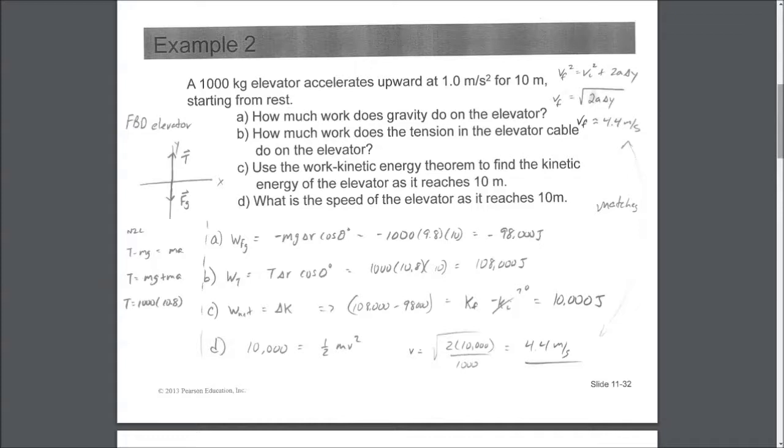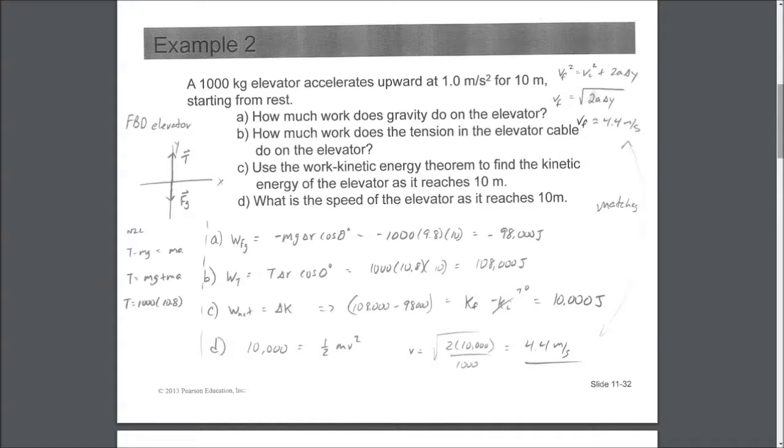I just see that students will mess up things more often if they try to put in obtuse angles, because it's not a very consistent way to do things. Some problems, you can't do that at all. You can't put obtuse angles in. So, why not just be consistent and manually put in negative signs if you need them and make everything an acute angle, okay? All right, so we got our work for gravity. It is negative 98,000 joules.